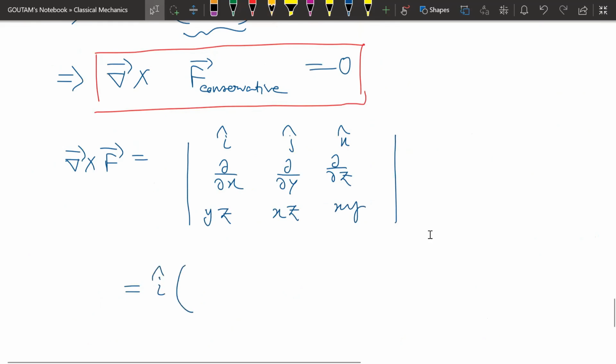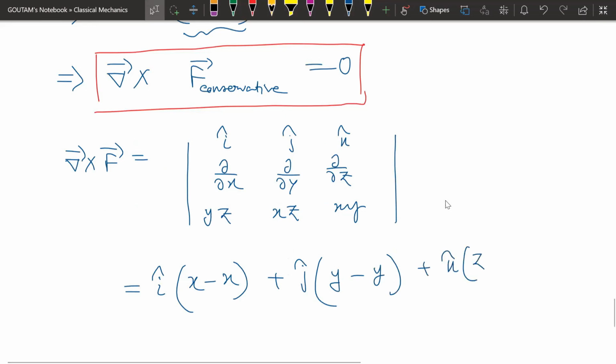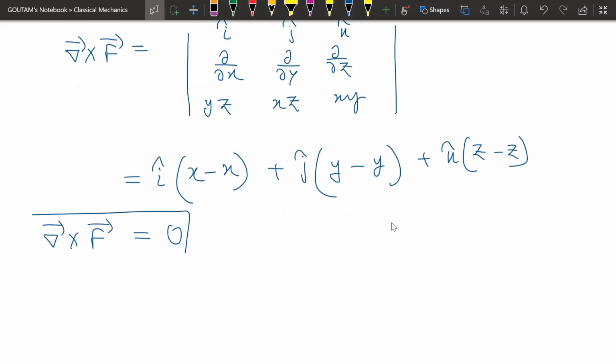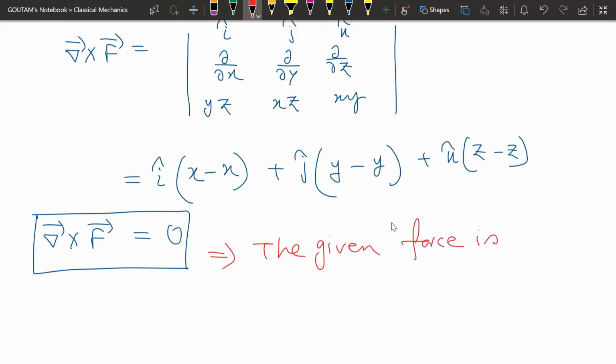So now it will be i hat. Now ∂/∂y of xy will be x, minus this ∂/∂z of xz, it will be x, plus j hat. So this ∂/∂z of yz will be y. Here, this ∂/∂x of xy will also be y. Similarly, for k hat, it will be z minus z, which means the curl of F, the curl of our given force, is zero. It implies the given force is conservative.